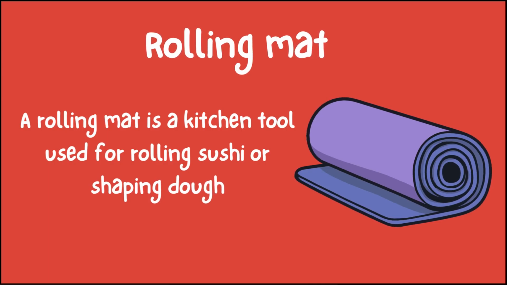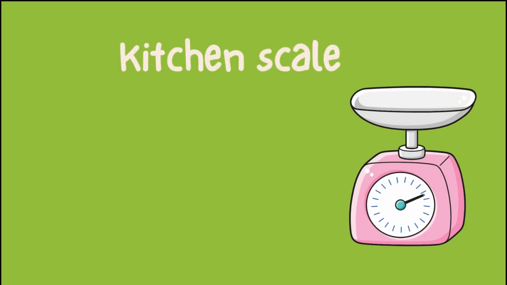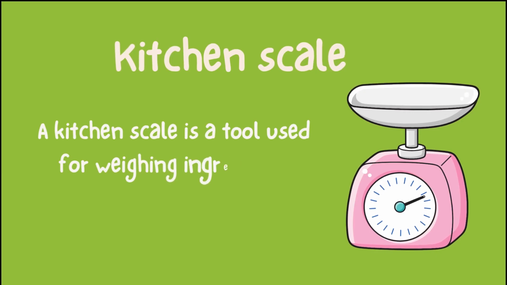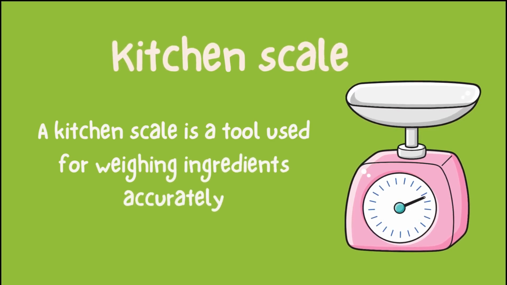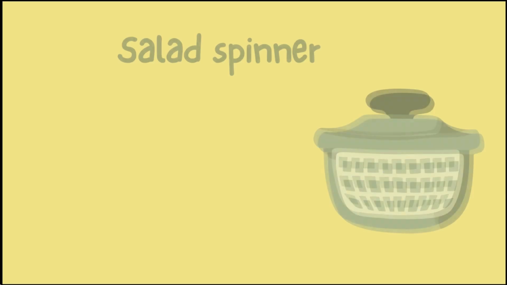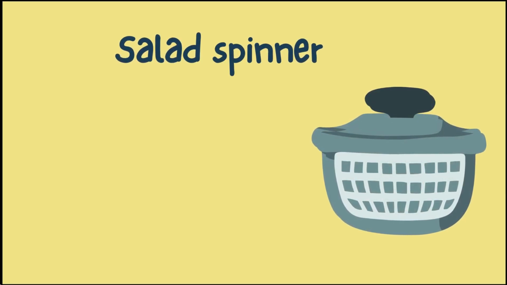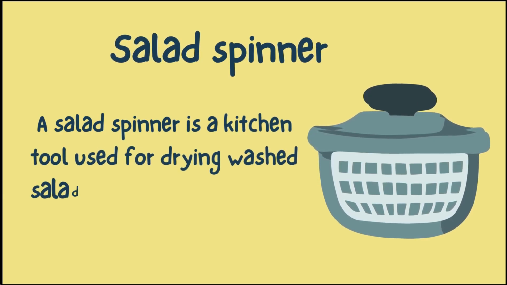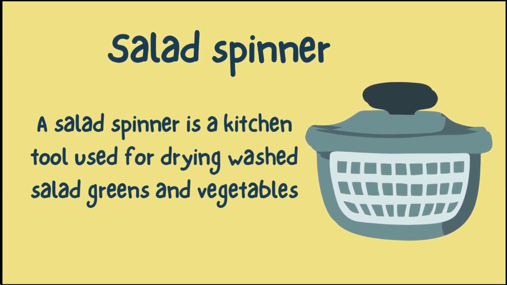Kitchen scale. A kitchen scale is a tool used for weighing ingredients accurately. Salad spinner. A salad spinner is a kitchen tool used for drying washed salad greens and vegetables.